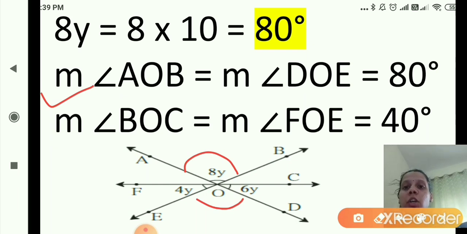Now which is the second pair of vertically opposite angles? See here, measure of angle BOC is equal to which angle? Correct, EOF, right? If measure of angle BOC is 40 degree, then what is the measure of EOF? This is also 40 degree, because they are vertically opposite angles. Now which is the next pair? Correct, these. Measure of angle COD is equal to which angle? Measure of angle AOF.